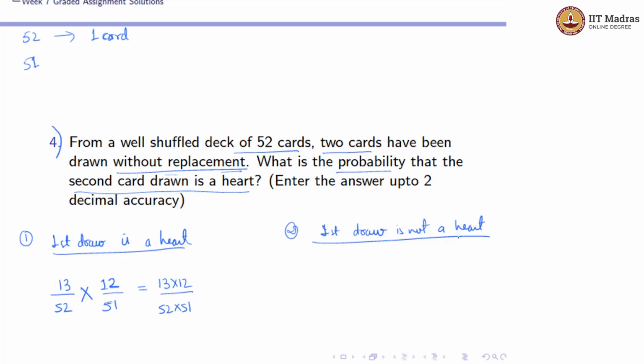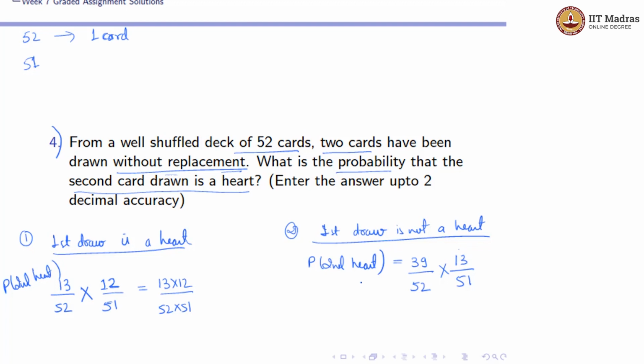Now the first draw is not a heart. If we know that the first draw is not a heart, then we want the probability of getting a heart on the second draw. The probability of the first card not being a heart is 39 by 52, and the probability of the second card being a heart is 13 by 51, because we haven't removed any heart card in the first draw, so we have 13 cards left.